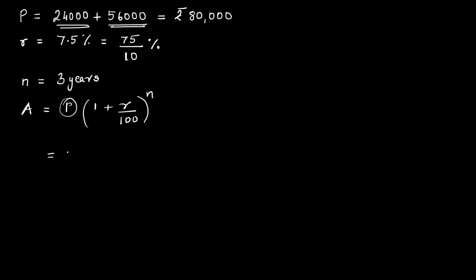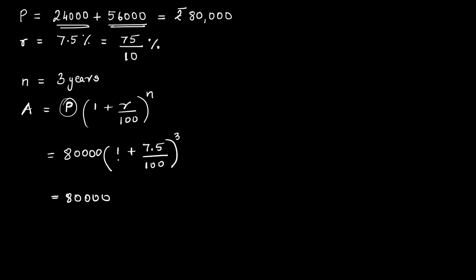Is equal to what will come here? The rate of interest, 7.5 or 75 upon 10? This is not R, this is P. Sorry, sir. 80,000. Bracket, there is 1 plus. For now, let us keep it in decimal only. So in place of R I'll put 7.5 upon 100, the whole raised to N. N means 3.